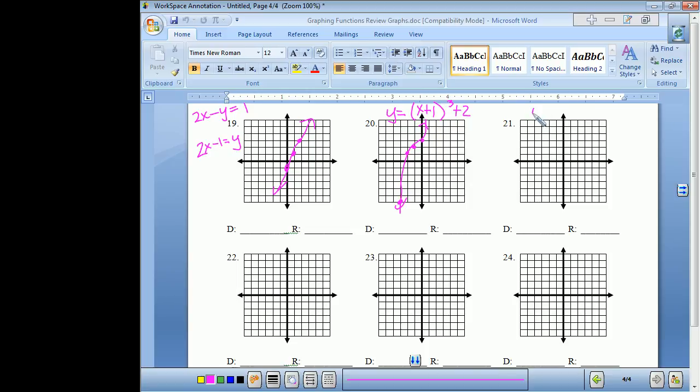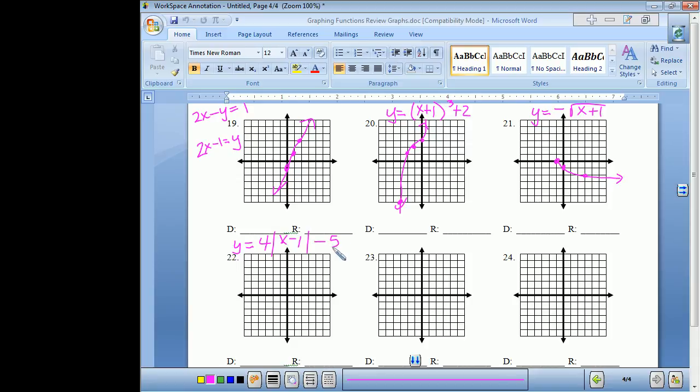21. Y equals the opposite of the square root of x plus 1. So we're going left 1, and because of the negative, we're opening down, and we're choosing numbers that we can take the square root of, and there you go. 22. Back to absolute value, so this one will be the v.